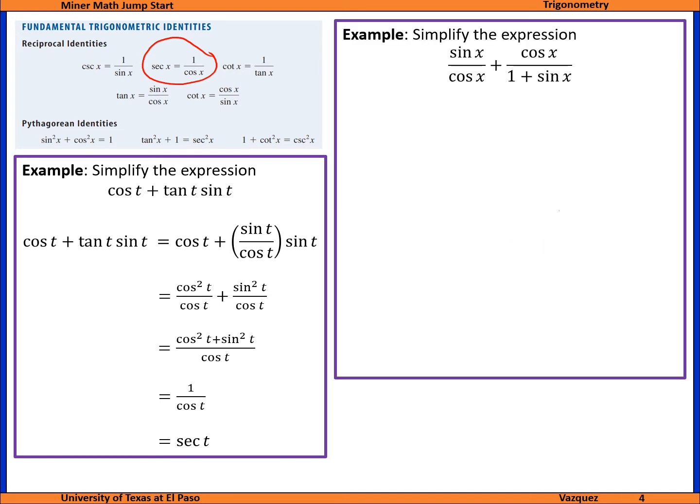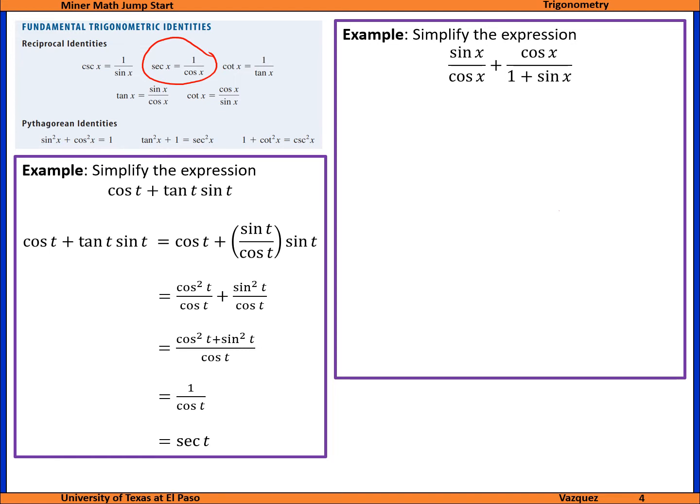If you want to try it on your own, you can go ahead and pause the video here and try it on your own. I'll give you a hint. You do need the same common denominator here. So I'll give you that hint, and it might get a bit messy, but it cleans up nice. So let's go ahead and see.